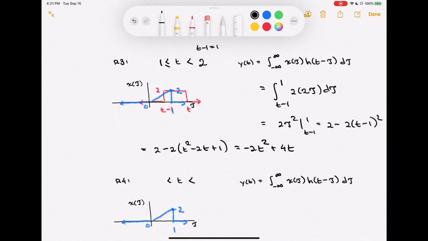The next region picks up where the last one ended, so it's going to pick up at 2, right? And this is where the h pulse has completely exited the triangle function. So we know that that's going to go out just because of the nature of these two waveforms out to infinity. So this is going to be the last region.